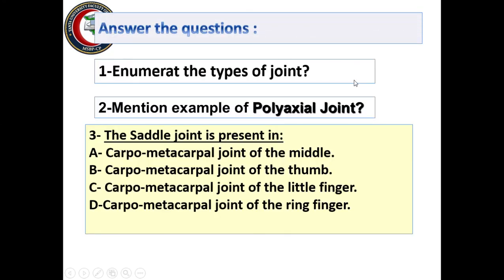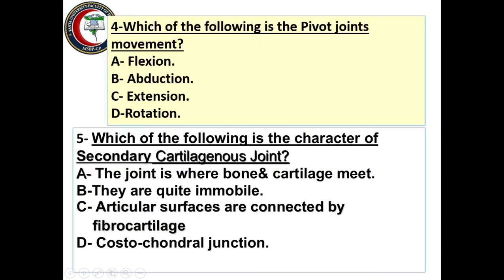Here are some questions. Enumerate the types of joint. Mention examples of polyaxial joint. The saddle joint is present in which of the following? Which of the following is a pivot joint movement? Which of the following is a character of the secondary cartilaginous joint?